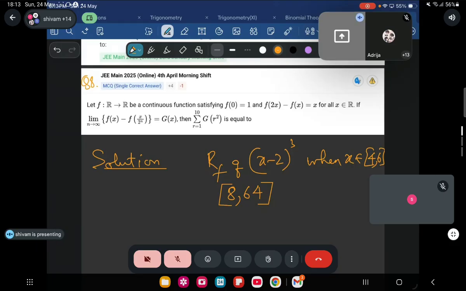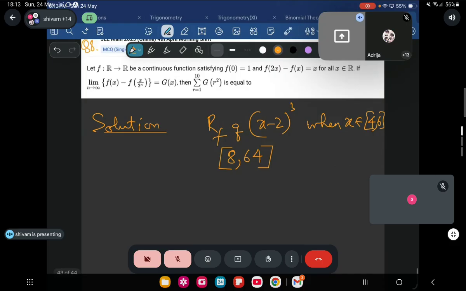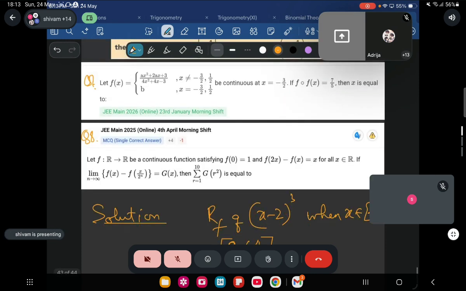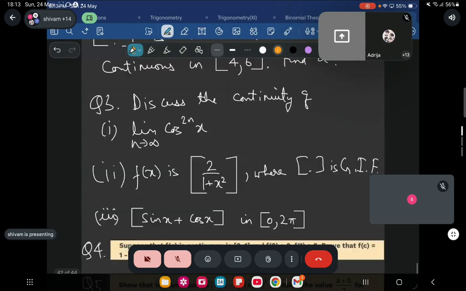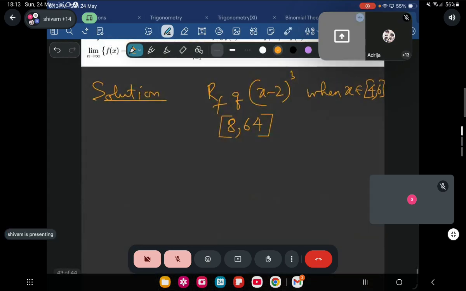So over here, see, when a is greater than 64, box of x minus 2 whole cube divided by a will turn into 0. Sir, can you repeat what you just said? See, now what do you have? You have box function of 8,64 in the numerator divided by a.